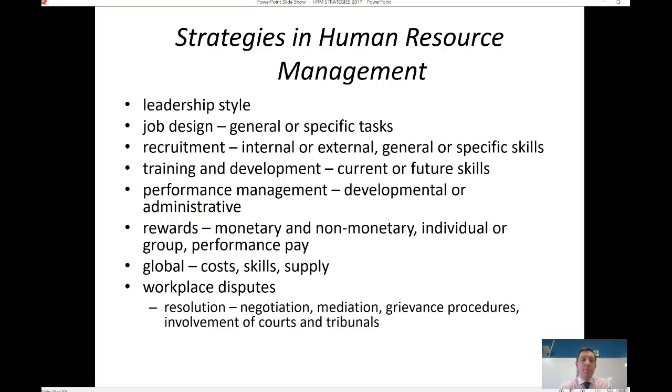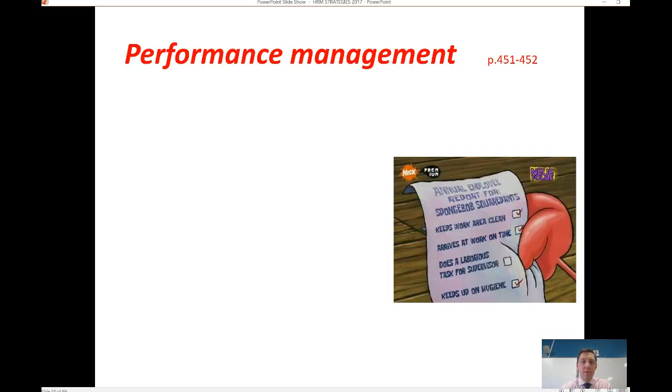This video is going to look at performance management, so the fifth major strategy in terms of human resource management. Previously we looked at things such as leadership style, job design, recruitment, either internal or external, training and development, and now we'll look at performance management, that being developmental or administrative.